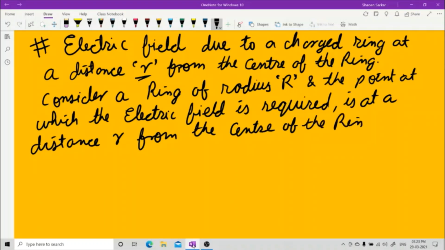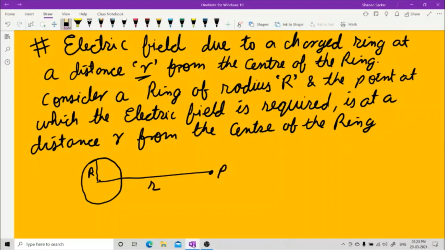Now, see the figure. This is your ring of radius r. You need the electric field at this point, at a distance r from the center of the ring. So, due to an elementary portion of the ring, let us consider this much elementary portion of length dl.